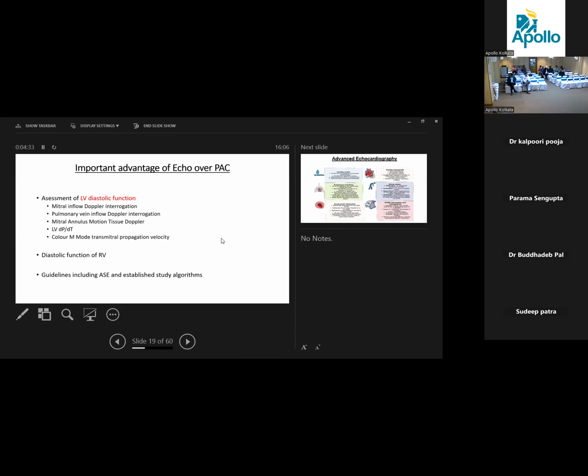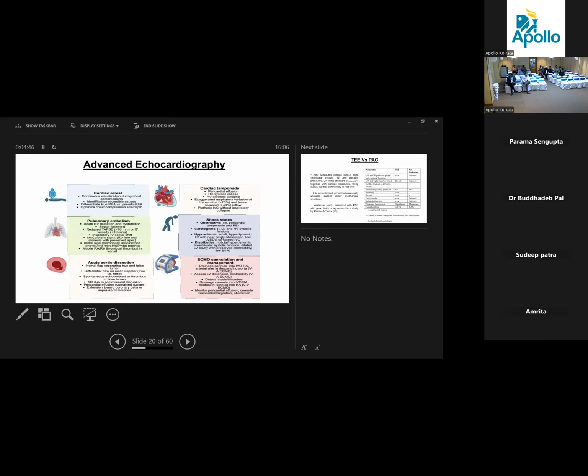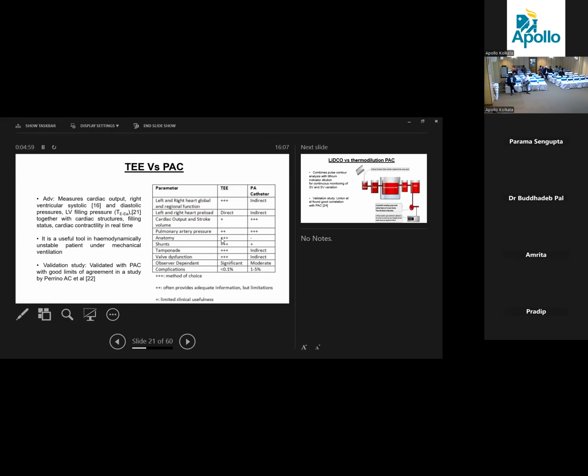The most important advantage of echocardiography over PAC is assessment of diastolic function of the left as well as right ventricle. And there are validated guidelines and established study algorithms for the same. There are some other advanced benefits of non-invasive monitoring with echocardiography in situations of cardiac arrest, tamponade, pulmonary embolism, aortic dissection, and ECMO. As you can see in this chart, the method of choice for most of the parameters is echocardiography, and there are some limitations with the use of the pulmonary artery catheter.